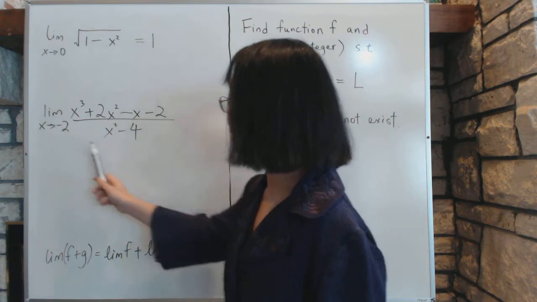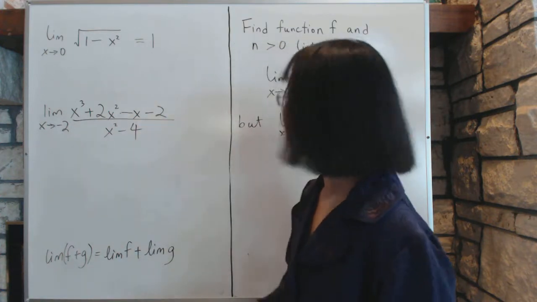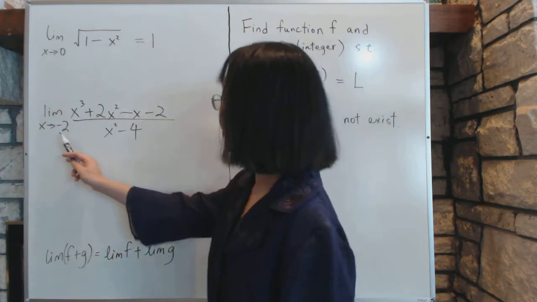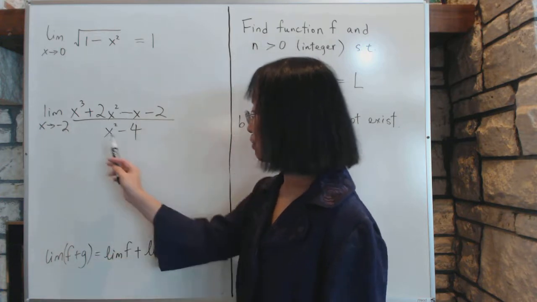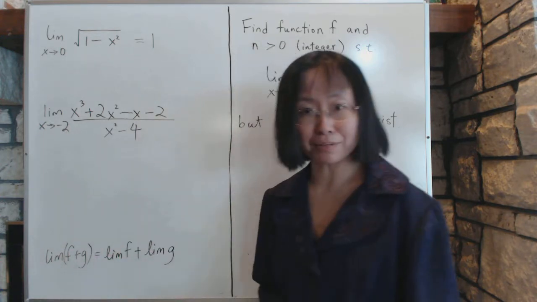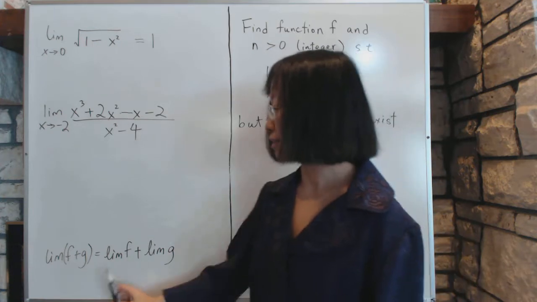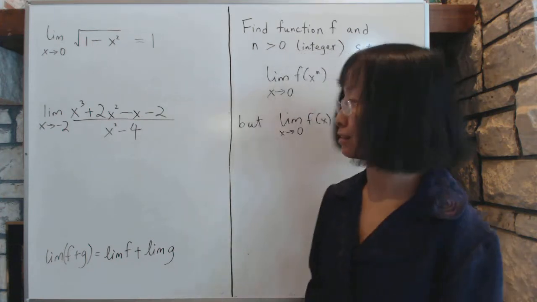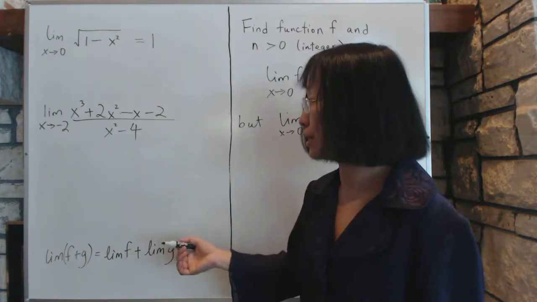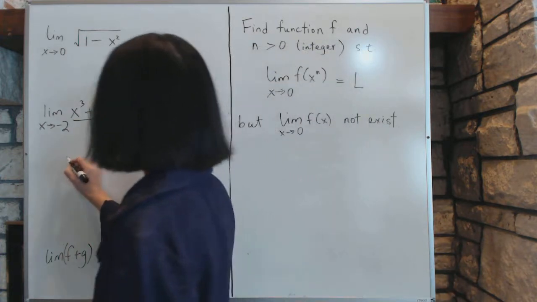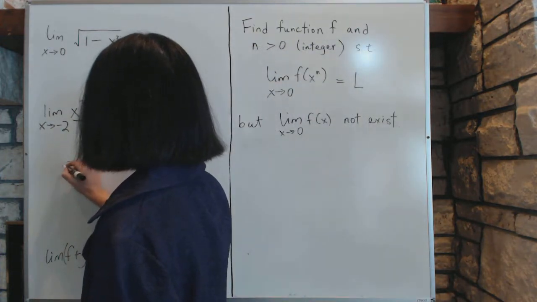However, that trick might not work if you have a situation like this. For example, x is approaching -2, but the problem is that that makes the denominator 0. And we have mentioned that division only works if the denominator is not 0. Well, what if it is? Sometimes you can still get it to come out.